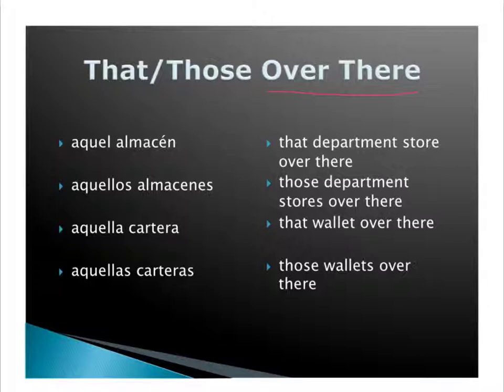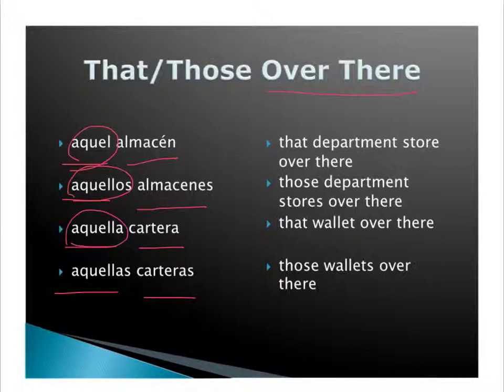So our examples are aquel almacén, for that department store over there. Aquellos almacenes, in the plural. Aquella cartera, in the feminine. And aquellas carteras. So now you're adding to your vocabulary the words aquel, aquellos, aquella, and aquellas.